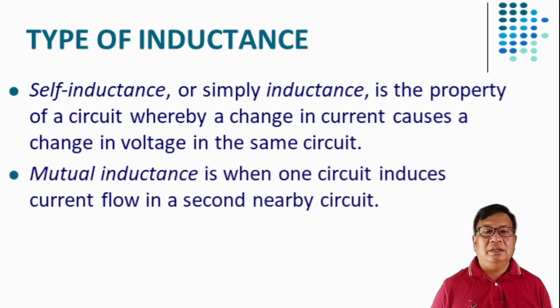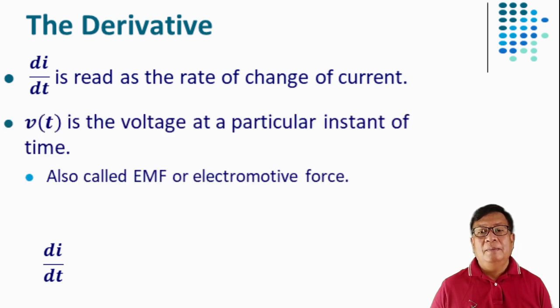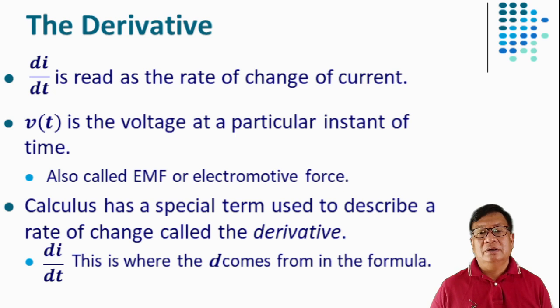The same circuit, that is self-inductance. Pag sinabi natin mutual, ito po ay change in current to nearby circuit. Okay, so we have this dI/dt, read to us as the rate of change of current per unit time. You have this V sub t, the voltage at a particular instant of time, also called electromotive force. So we have this derivative here of the dI/dt, the di with respect to time. Your d here is a derivative from that formula.